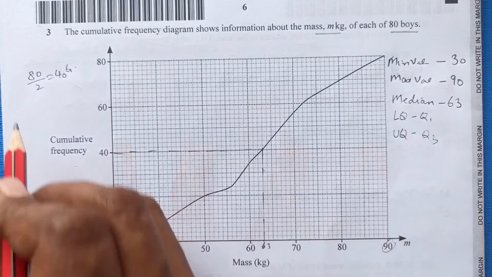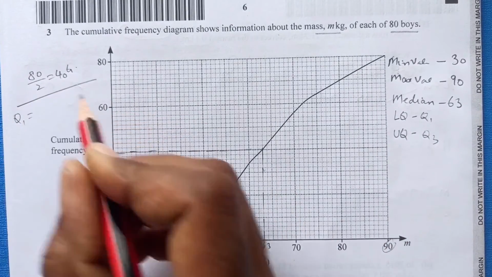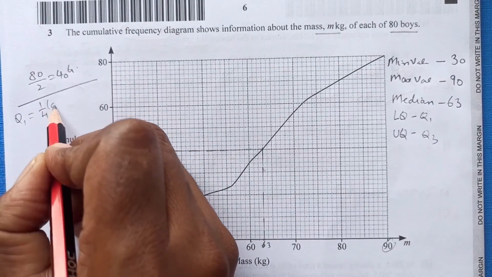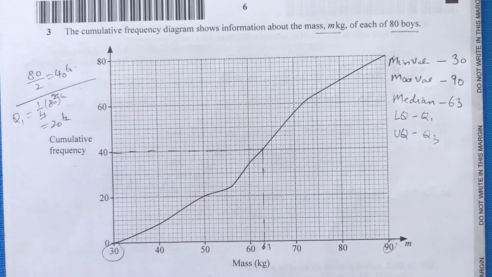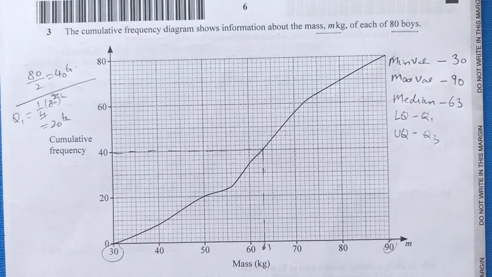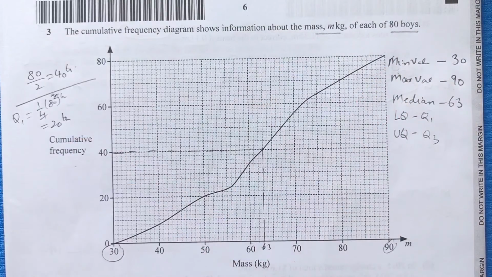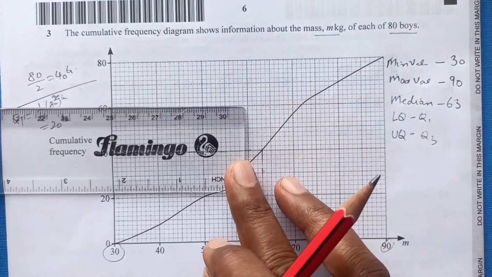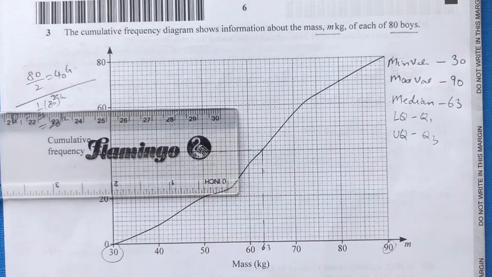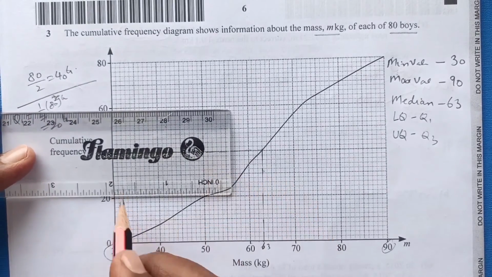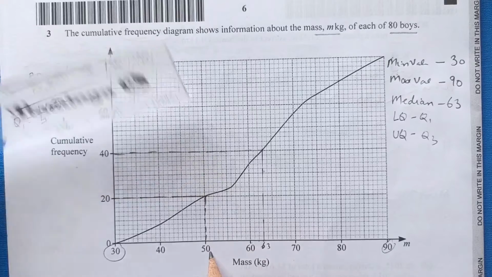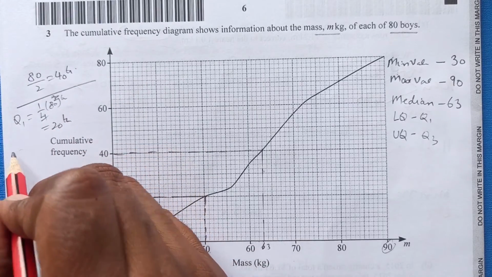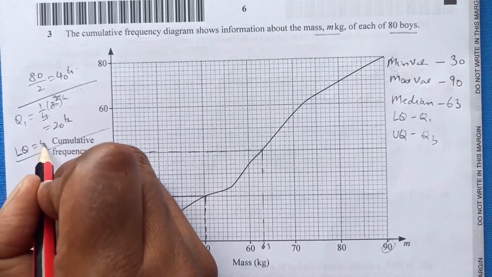Now lower quartile. Lower quartile is Q1. Q1 lower quartile, that is 1 by 4th of 80, right? So this is 20th. So that means we are looking for the 20th value. So 20 is here. So let's go along this line here. So going down here, we have this 50. So from here lower quartile is 50, right?